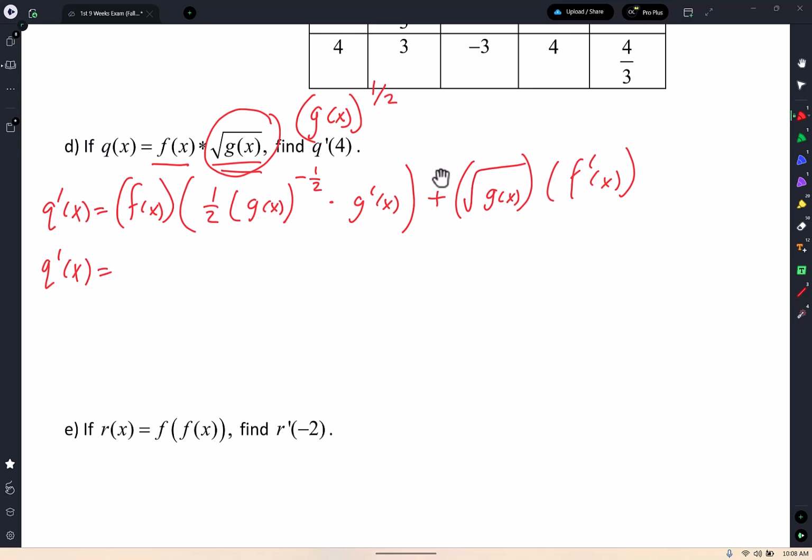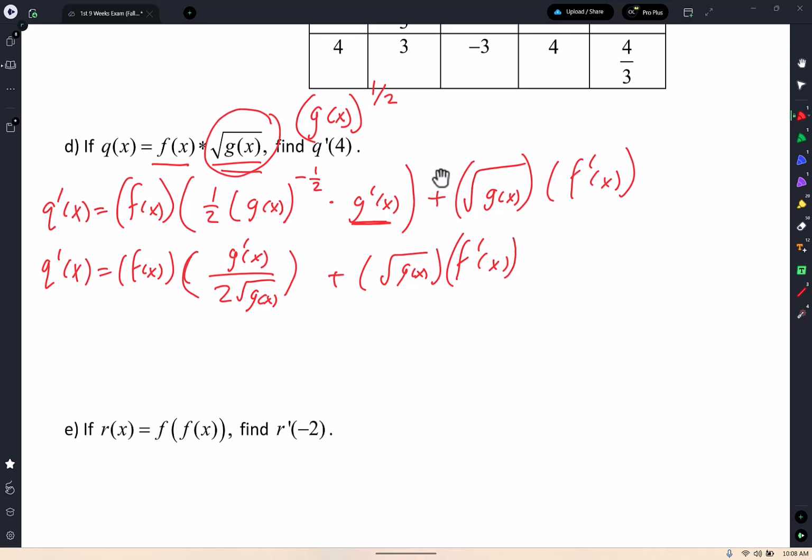Q prime of x equals, let's see, I see this g prime stays on the top, so I'm going to have f of x here like this times g prime of x over 2 square root of g of x. Let me see if I see any issues. I think we're pretty good right now. Plus, and then this I'm going to leave alone, square root of g of x times f prime of x. Okay, we're ready. Q prime of 4.